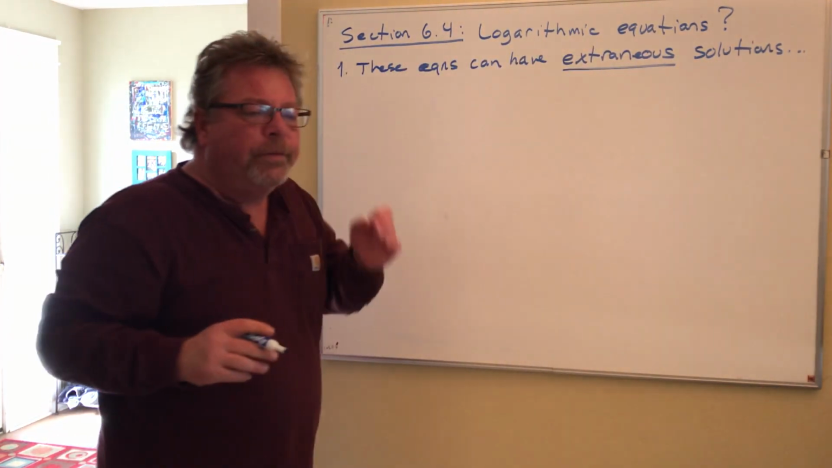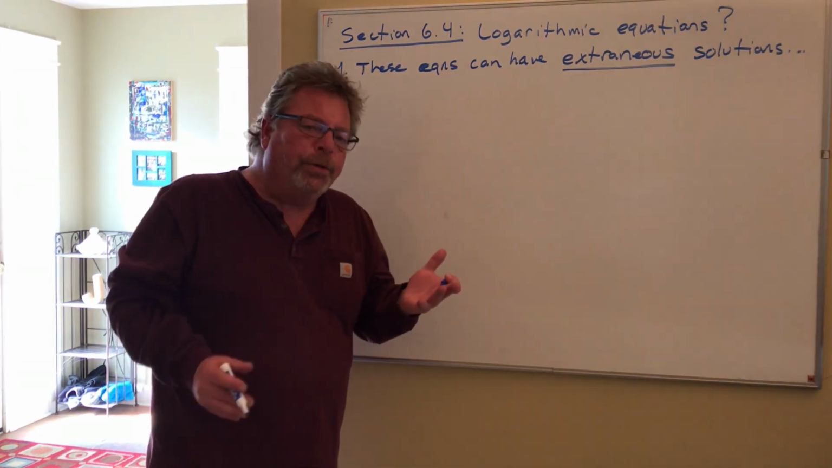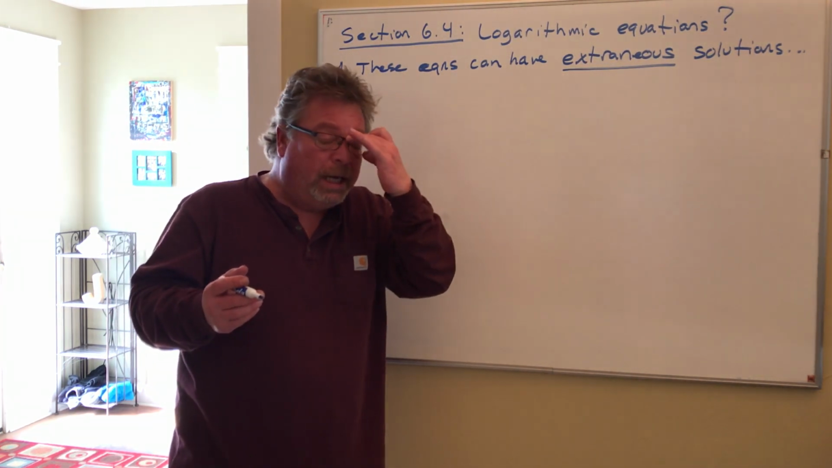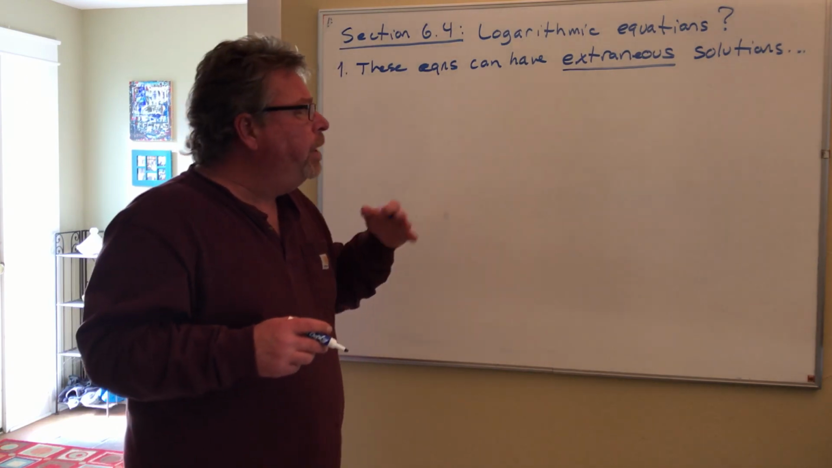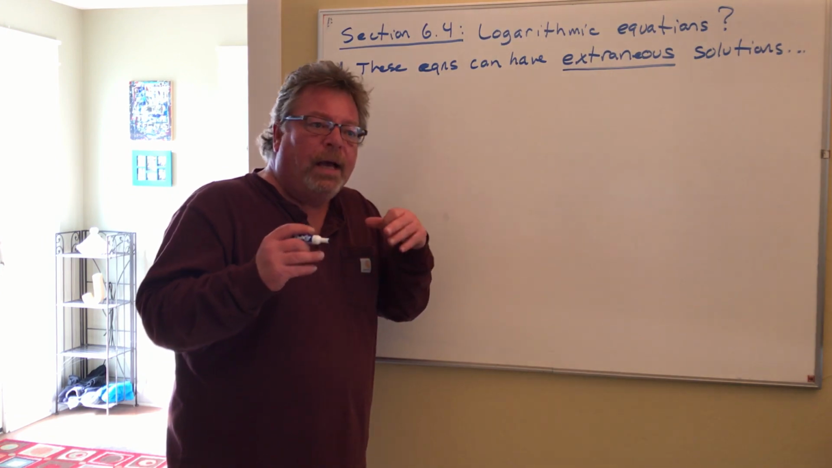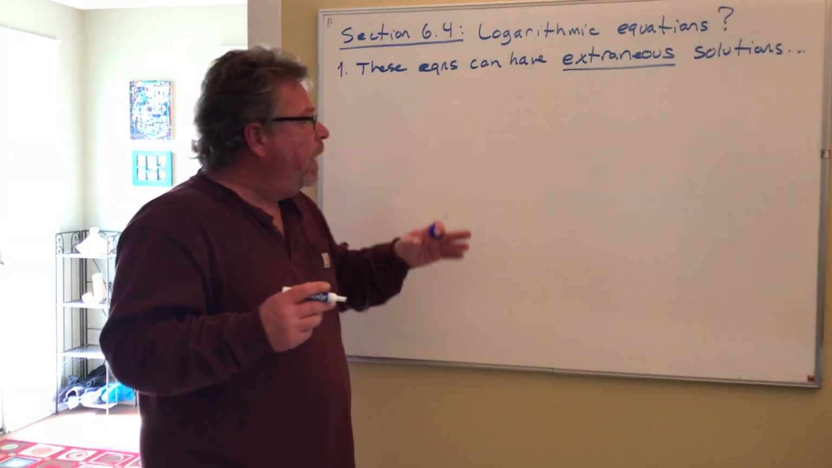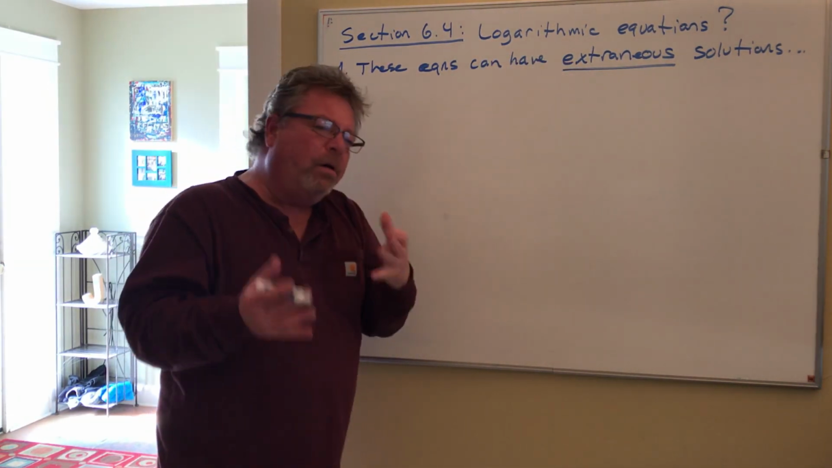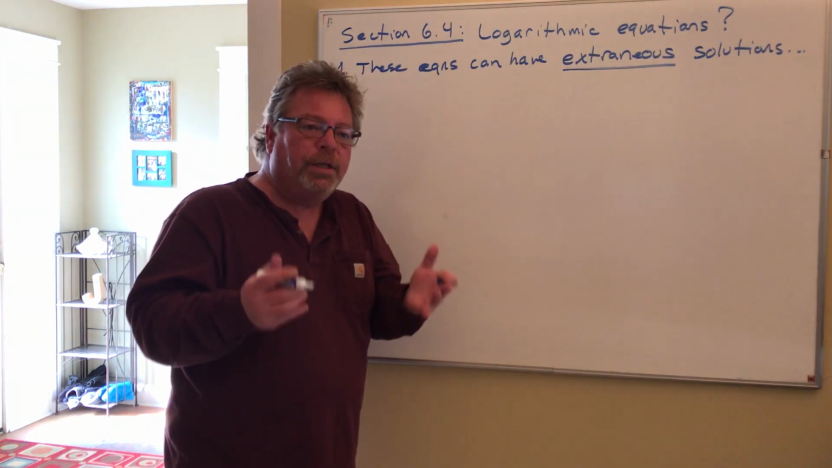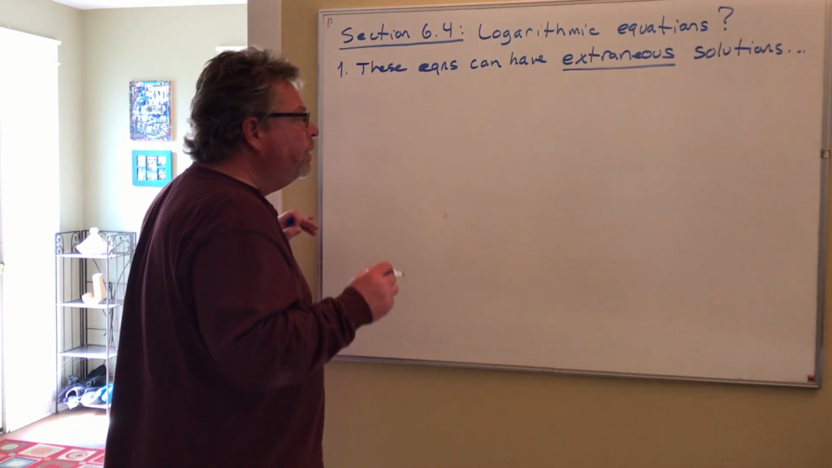And I don't know if we've talked about this yet, but an extraneous solution is a solution that the algebra produces that is not a solution to the original equation that we were given and asked to solve. And this can happen in a variety of places. It can happen with rational functions. It can happen with root functions where the index is even. And it can happen in these logarithmic equations. Because all of these functions have something in common, and that is a restricted domain. So we have to be aware that we could come up with extraneous solutions.